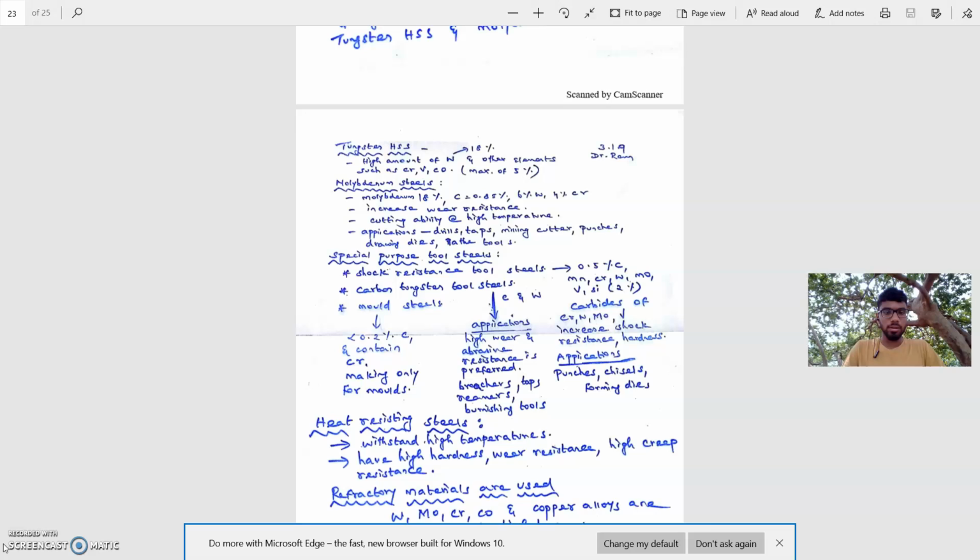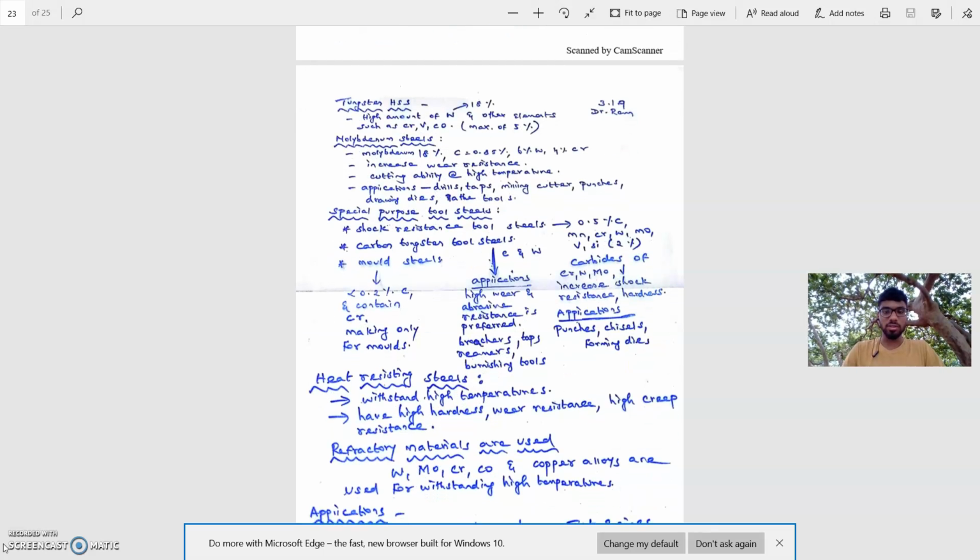Molybdenum steels. Molybdenum consists of 18%, carbon 0.05%, tungsten 0.6% and chromium 4%. They are mainly used for cutting ability and high temperature applications: drills, taps, milling cutters, punches, drawing dies, lathe tools, etc. Next, special purpose tool steels.